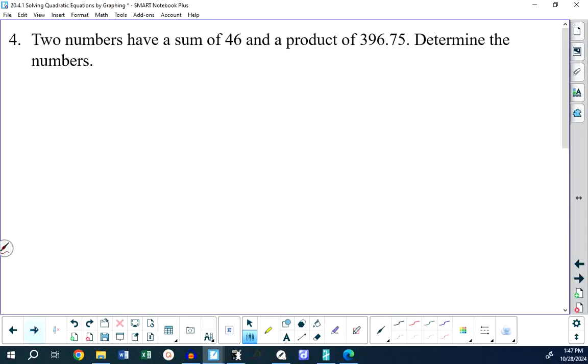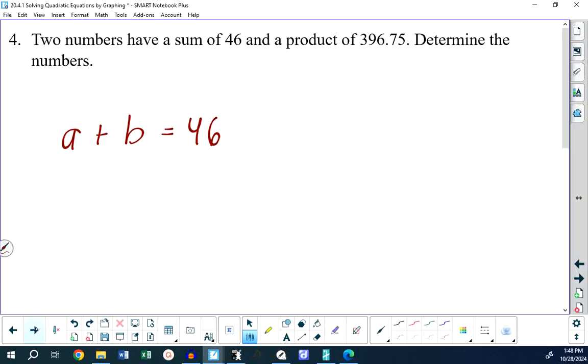We have one more example I want to do with you. Don't confuse this question with something that's a max min, because it's not. 2 numbers have a sum of 46 and a product of 396.75. What are the numbers? It's a word problem. So what we want to do is set up an equation relating the numbers. Well, equations.